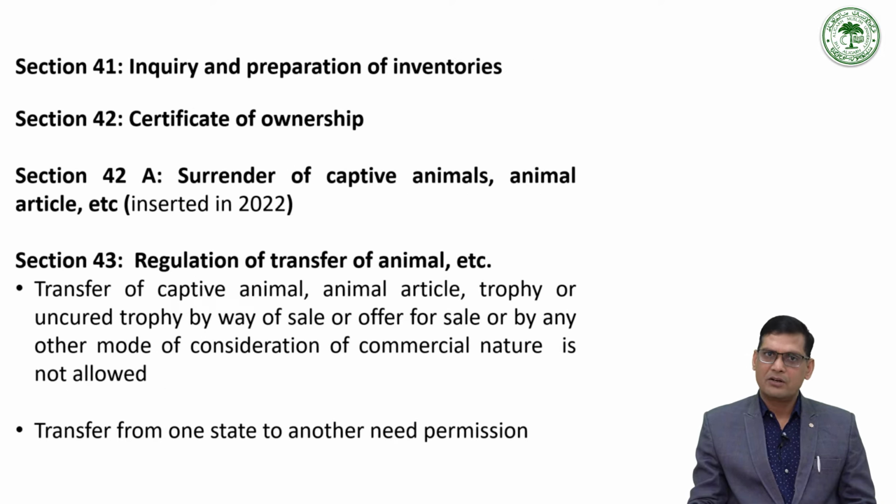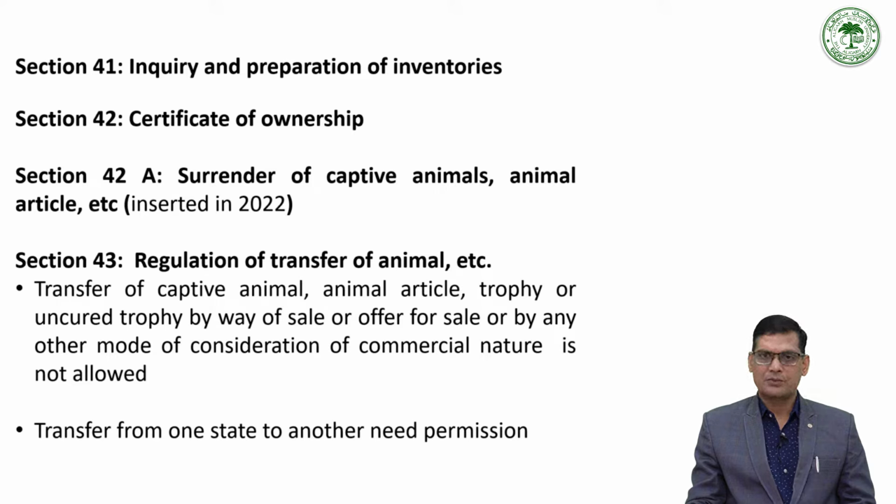Under Section 41 of this chapter, the Chief Wildlife Warden or the authorized officer, on receipt of a declaration under Section 40, has the power to enter upon the premises of a person or may make inquiries and prepare records of animal articles, trophies, uncured trophies, salted and dried skins and captive animals listed in Schedule 1, and also tag an identification mark upon the animals, animal articles, trophies or uncured trophies.